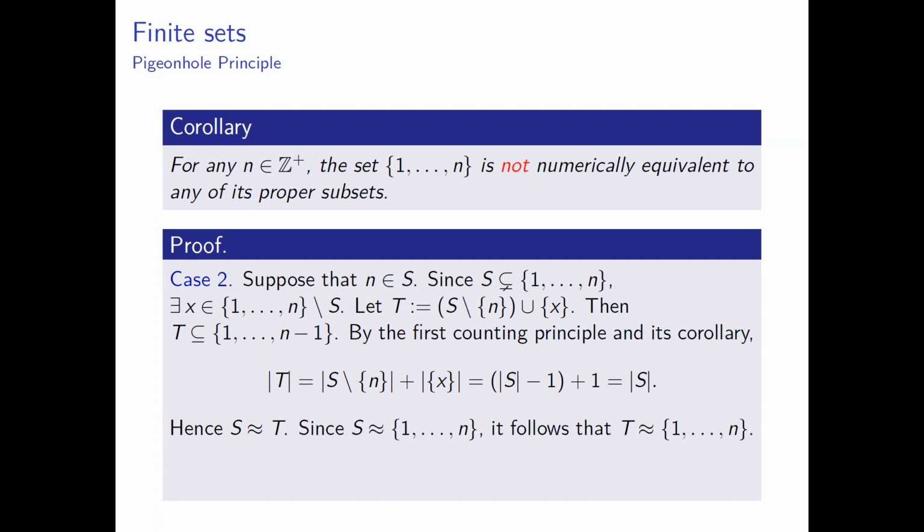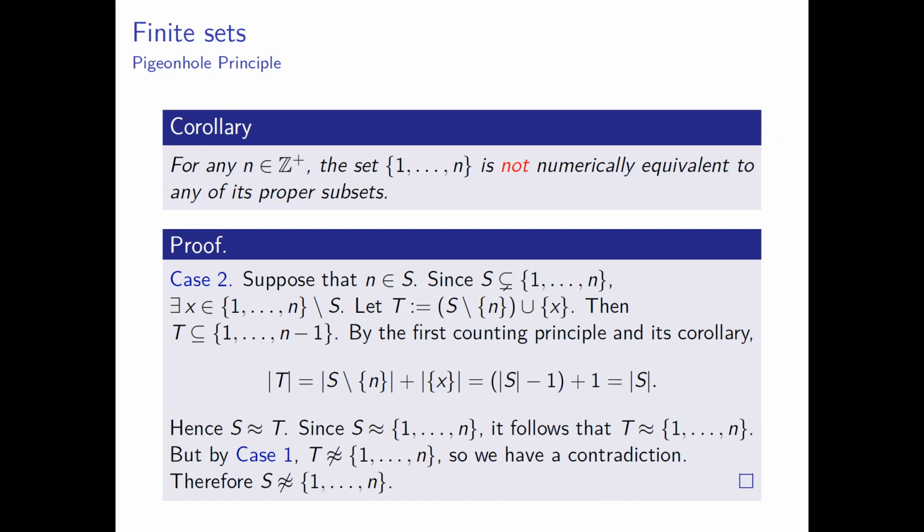Since, as we assumed at the beginning of the proof, S is numerically equivalent to the set of integers from 1 to n, it follows that T is also numerically equivalent to the set of integers from 1 to n. But by case 1, T cannot be numerically equivalent to the set of integers from 1 to n, so we have a contradiction. Therefore, S is not numerically equivalent to the set of integers from 1 to n. This completes the proof.